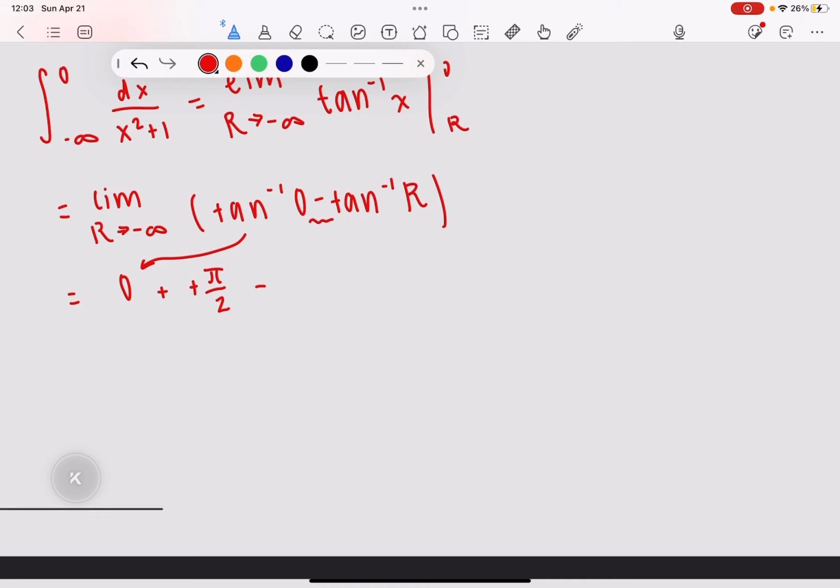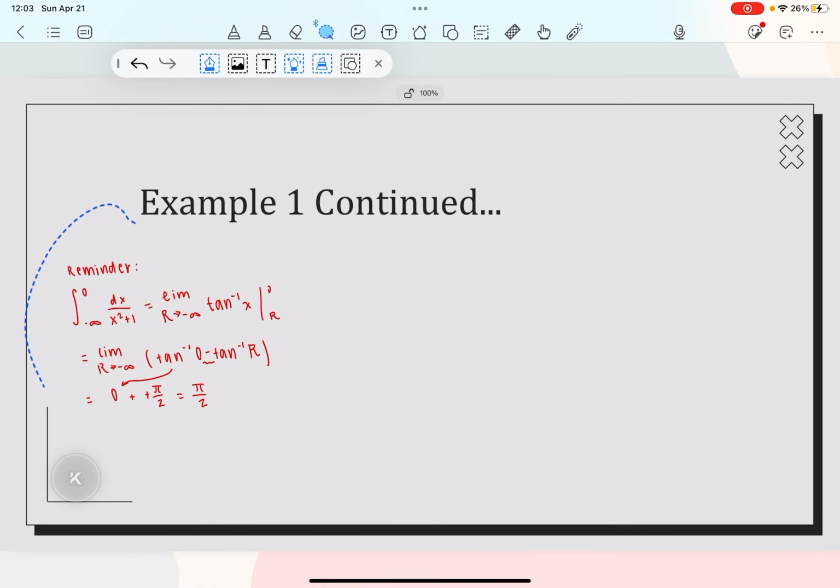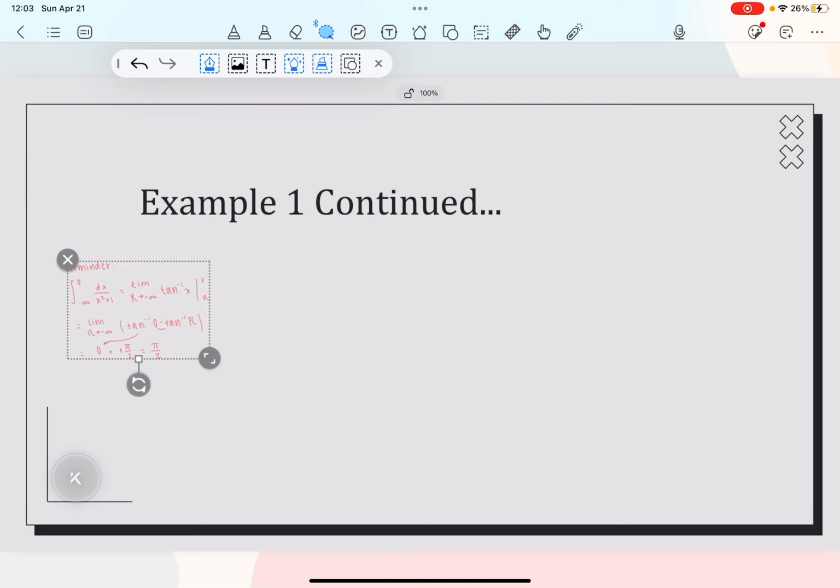And apply some algebra. That's going to become a plus, so it's going to be a positive pi over 2. All right, so now that we know that reminder, we're just going to keep that aside going forward. I'm just going to keep it right up here.